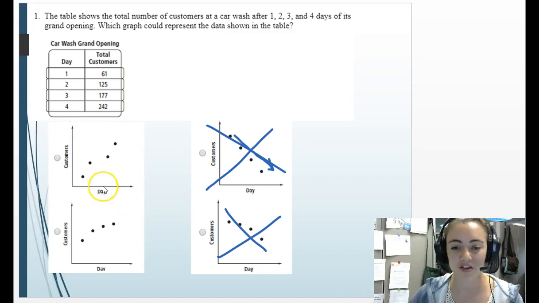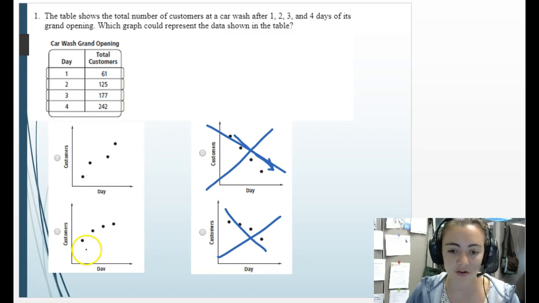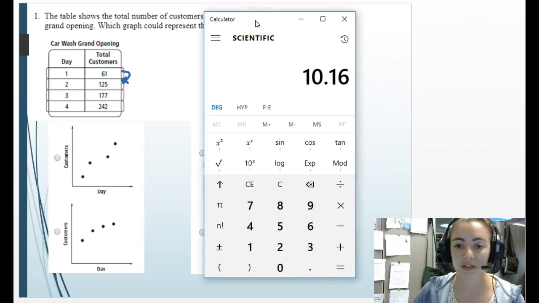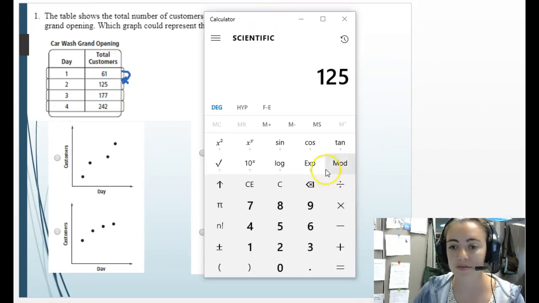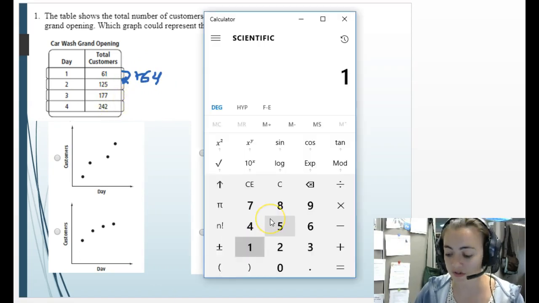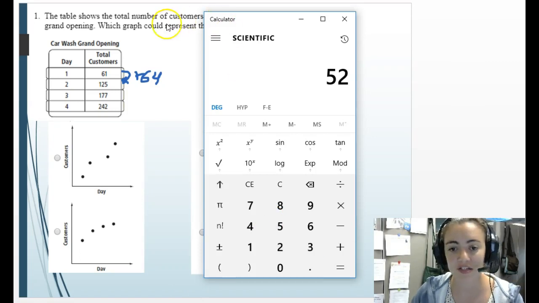Let's look fully here and see. All right, does it increase kind of quickly and then slower and then quickly again, or does it increase by less and less each time? Well, let's find out. So from 61 to 125, what's the difference there? Now, you can do it in your head, or you can always use your calculator. So that looks like you're going to add 64. All right, what's the difference here? 125 to 177. 177 minus 125. Oh, that's a difference of 52.